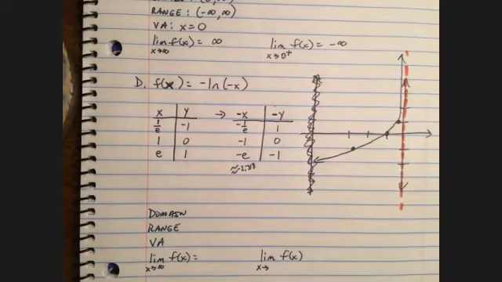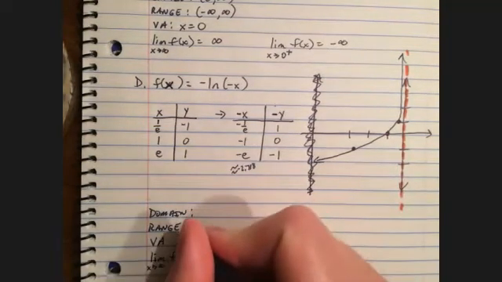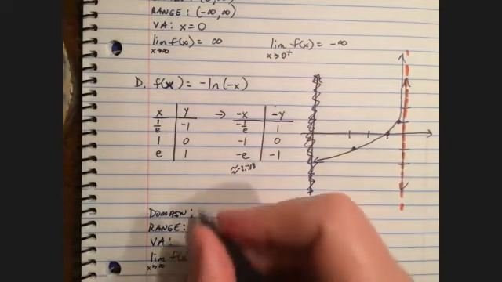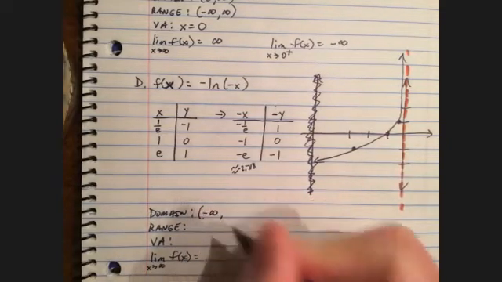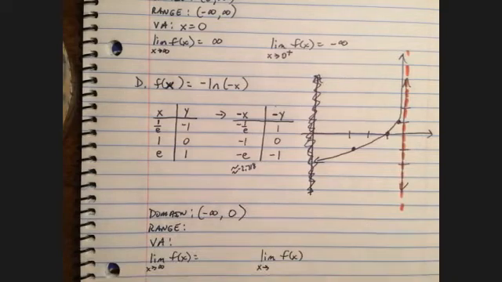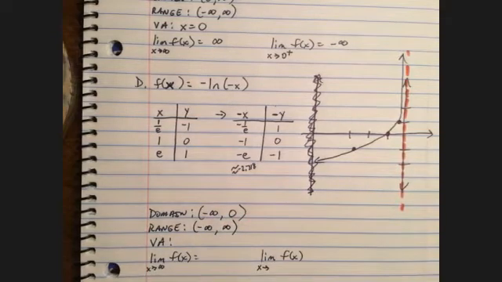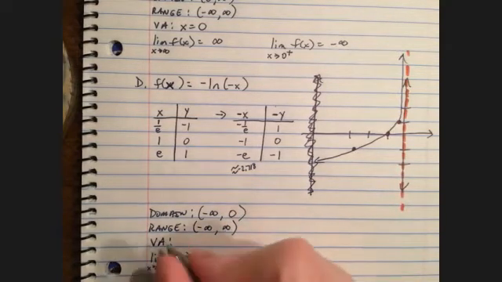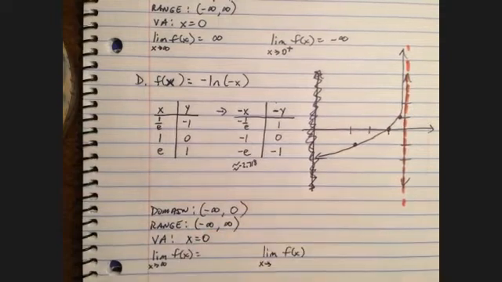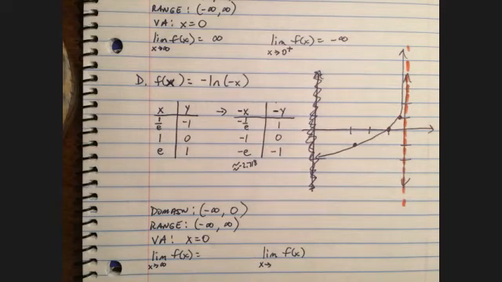All right, so our domain, negative infinity to 0, not including 0. Our range is negative infinity to infinity. Vertical asymptote at x equals 0. The limit as x approaches infinity for f of x, which is what I believe is on your paper.